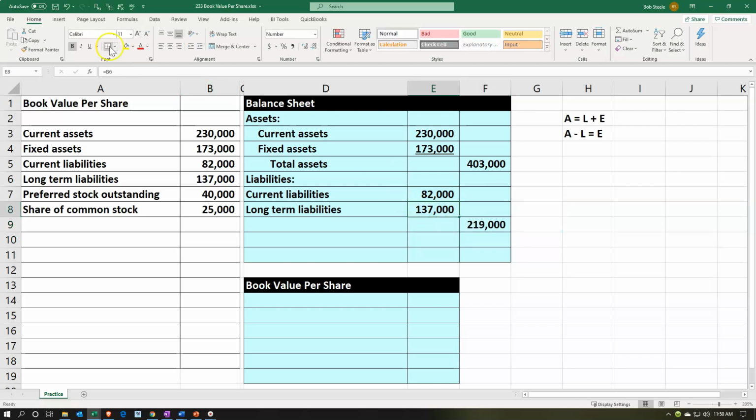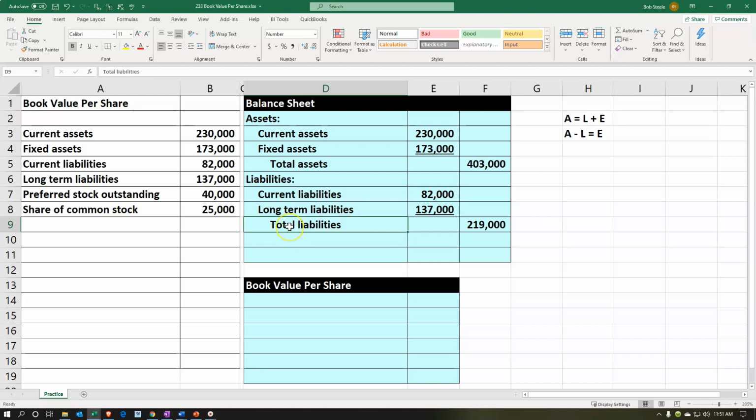We're then going to put an underline here, home tab, font, underline. And let's add the total. This is going to be total liabilities. Then let's do some indenting, selecting these items, home tab, alignment, indent. I'm going to indent this one again, home tab, alignment, indent. And then we can get to the equity.